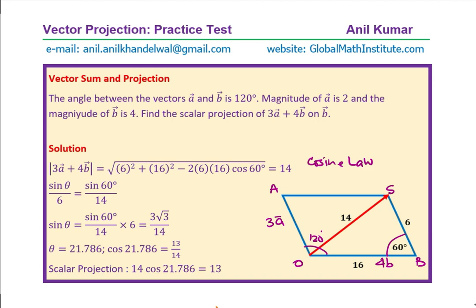Once you find that side to be 14 using cosine law, we can then use sine law to find the angle theta. And this theta was 21.786. And then the projection is basically the cosine value times 14, correct? So that becomes the scalar projection. You get the idea. So that is how we can actually solve this particular question. I hope the concept is absolutely clear.